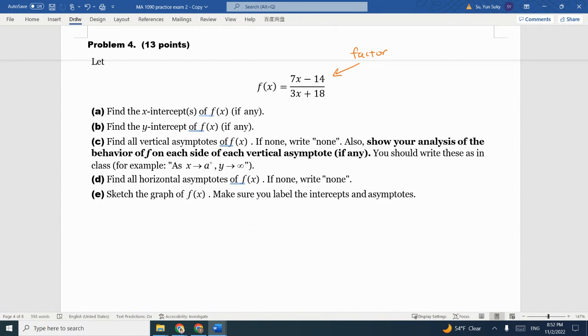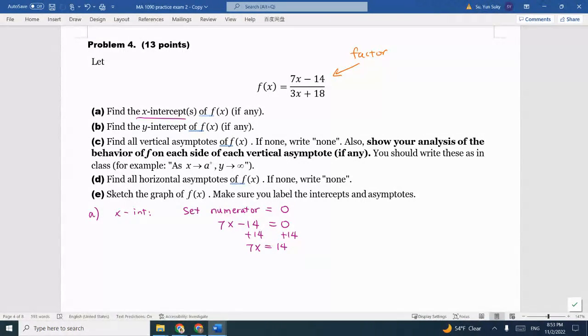And now let's go along the list. How do we find the x-intercept? To find the x-intercept, we set the numerator equal to 0. Our numerator is 7x minus 14. Set it equal to 0 and solve for x. We add 14 on both sides. We get 7x equals 14. And then what do we do?